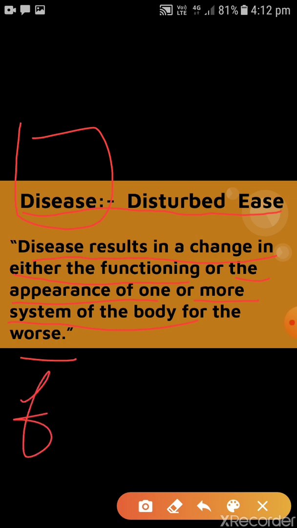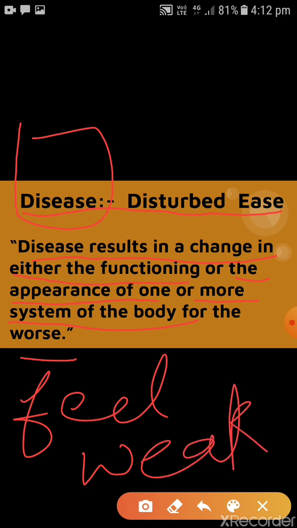For example, you feel weak. Your body tends to be lazy, there is body ache, etc. These kinds of changes you observe internally, not outwardly. All these changes are for the worse, not for betterment. That is why the definition says disease results in a change in either the functioning or the appearance of one or more systems of the body for the worse. With disease, the internal functionality of your body may differ, or sometimes your appearance also differs. In the fever example, internally you are getting weak, feeling lazy, and have body ache.